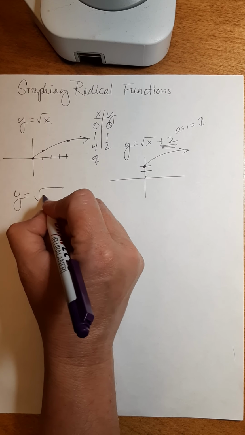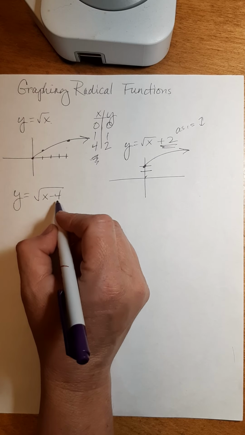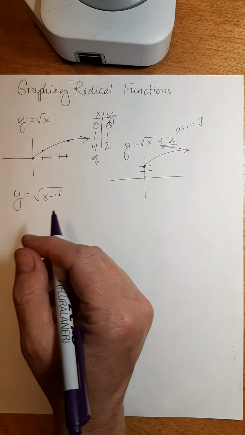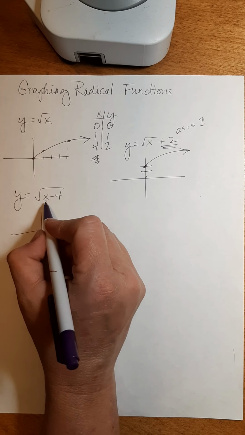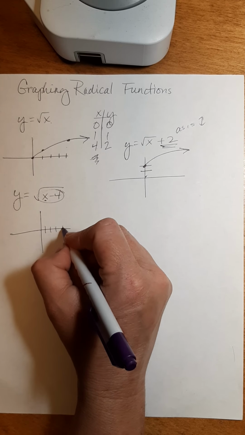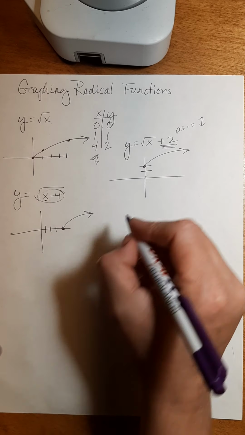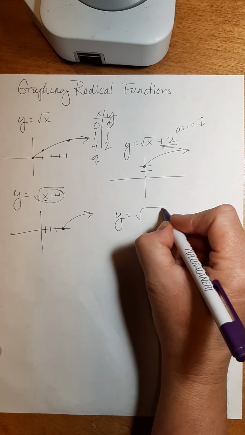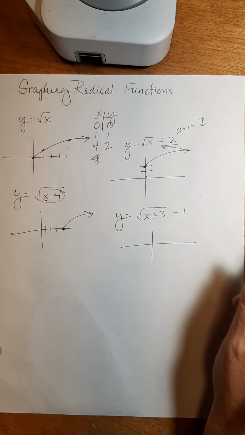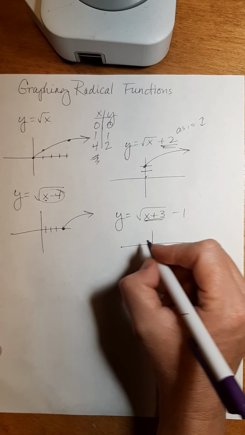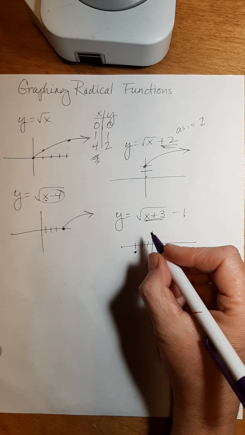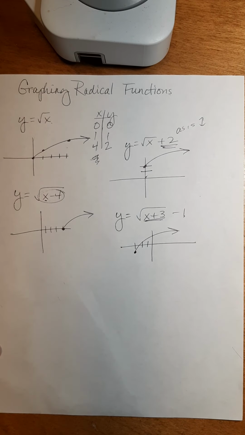If you have something like, let's say, x minus 4, remember if it's with the x, you always do the opposite, or in other words, what makes it 0. So what makes this 0 is positive 4, square root. Let's say I had square root of x plus 3 minus 1. We'll go ahead and do it all. So what makes that 0? Negative 3, as is, down 1, square root.